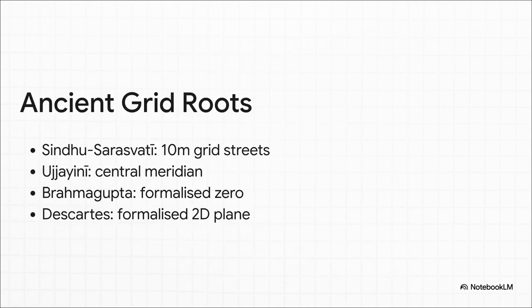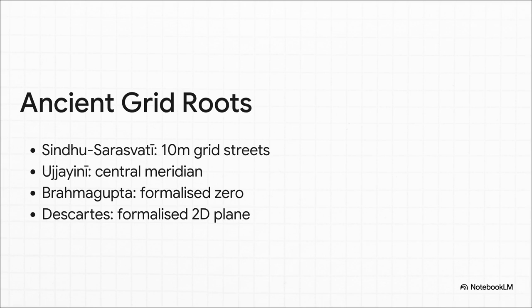Now, quick history detour, because you might think this grid stuff is a modern invention. Actually, it dates back thousands of years. The ancient Sindhu-Sarasvatī Civilisation laid out massive city streets on precise 10-meter grids. But here's the really mind-blowing part. Our modern Cartesian plane relies totally on a 7th century Indian mathematician named Brahmagupta.